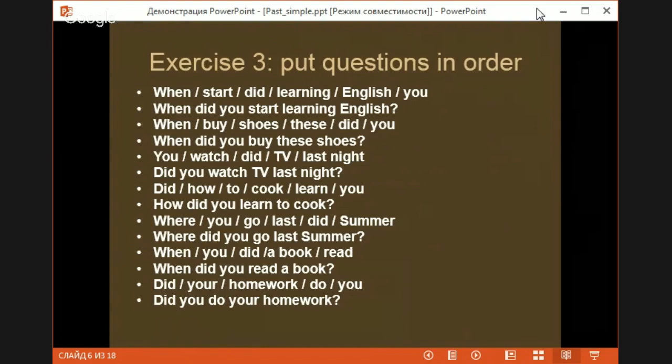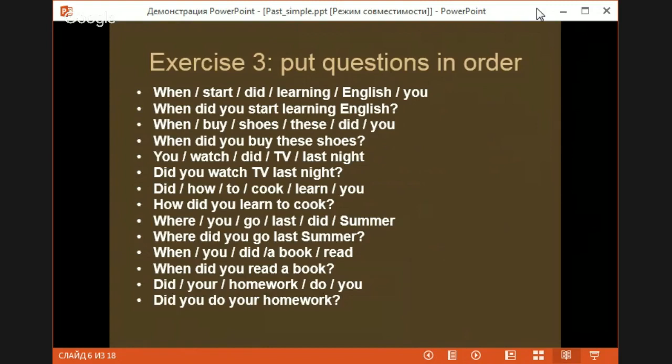Olya, when did you start learning English? I started learning English when I was 5. Oh, that is so interesting, at a very young age. Oksana, you have very beautiful shoes. When did you buy these shoes? I bought these shoes last summer when I was on vacation in France. Oh, that is so nice.